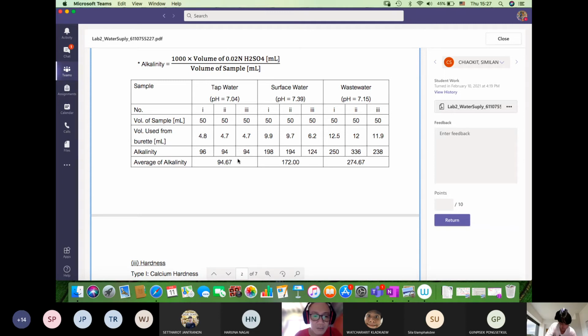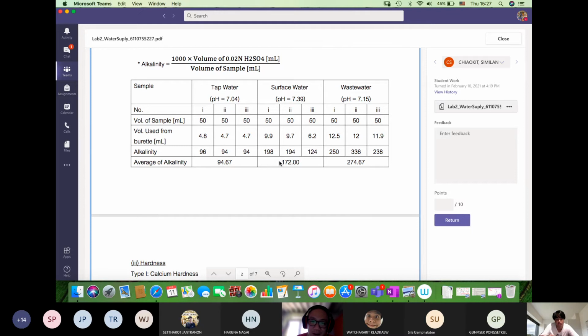Another thing is the significant figures. Here it is okay. You are getting 96, 94, but why at the end does it come out as 94.67? So 95 is good enough.